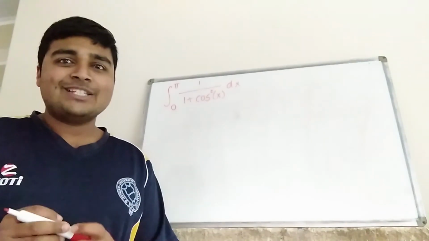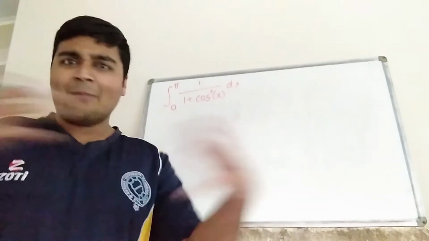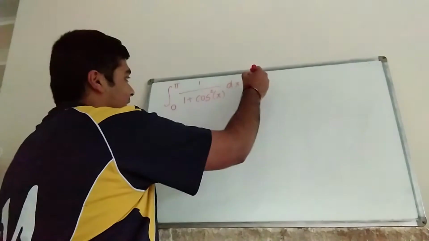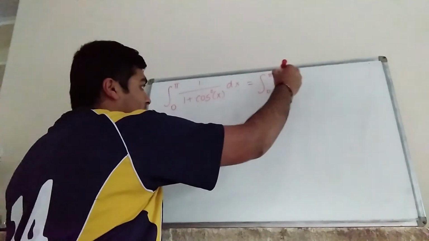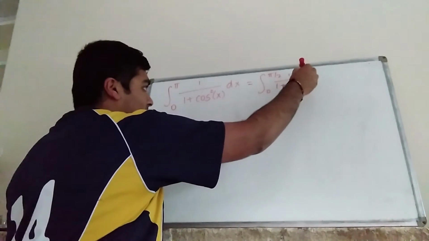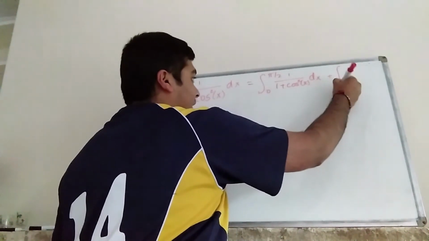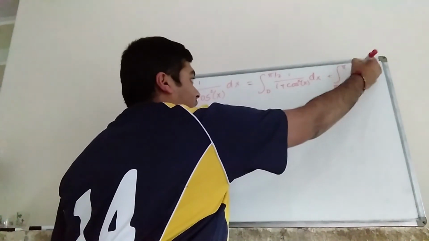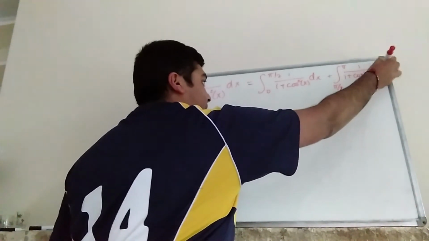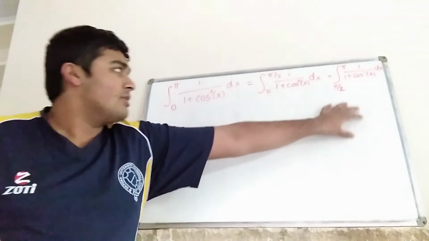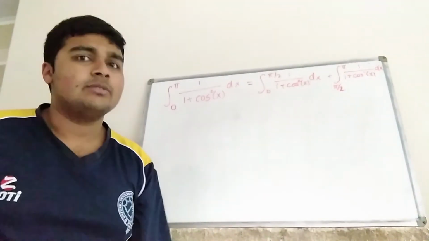Okay, so firstly what I'm going to do is split this integral into two other integrals first, and then I'm going to simplify it back into one integral. So I'm just going to split it into the integral from 0 to pi over 2 of 1 over 1 plus cos squared x dx, plus the integral from pi over 2 to pi of 1 over 1 plus cos squared x dx. Now that we've got this, I'm going to do a u substitution on this second integral, and then I can bring these two integrals back into one integral.